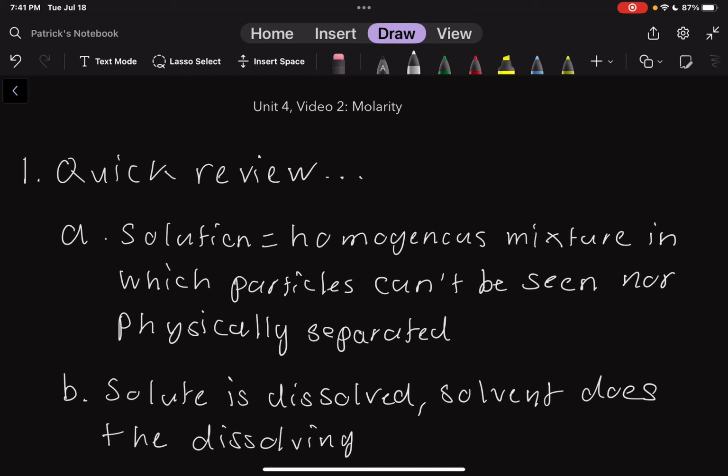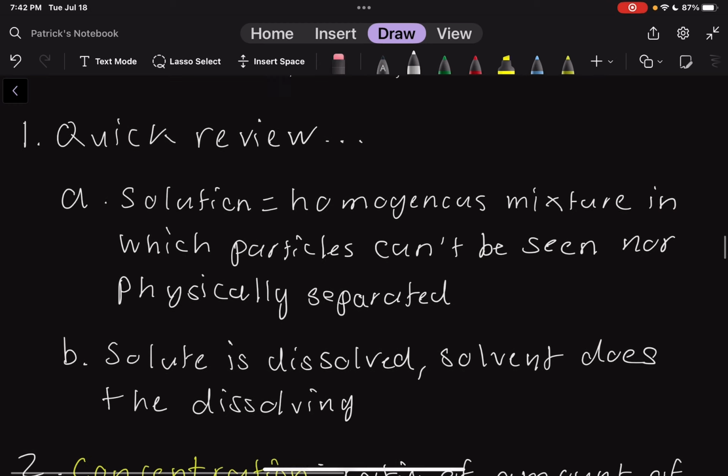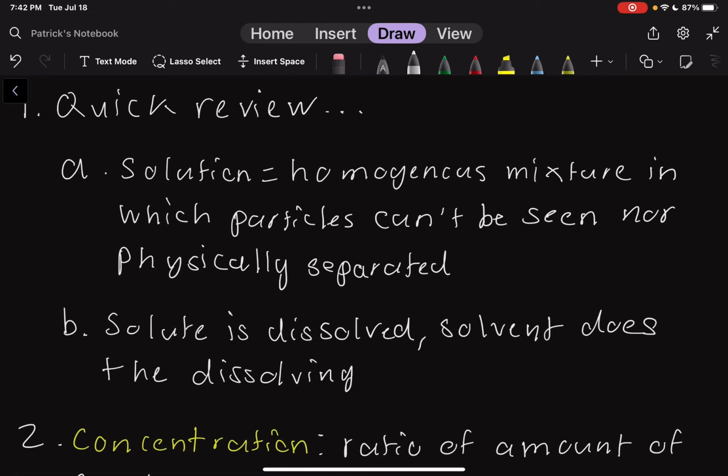We now know that a solution is a type of homogeneous mixture in which the dissolved particles are too small to see or be physically separated. All solutions are composed of a solvent and one or more solutes, where the solvent is the substance doing the dissolving, and the solute or solutes are the substance or substances being dissolved.